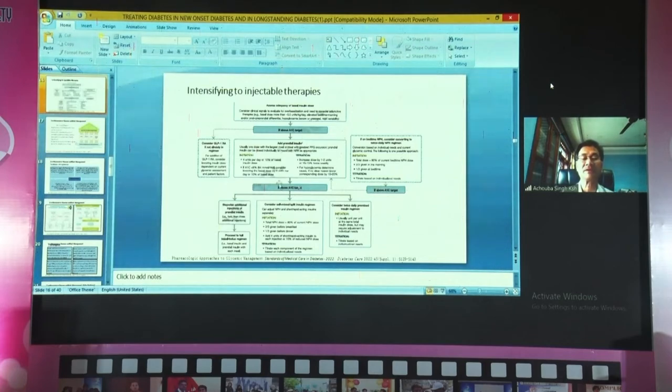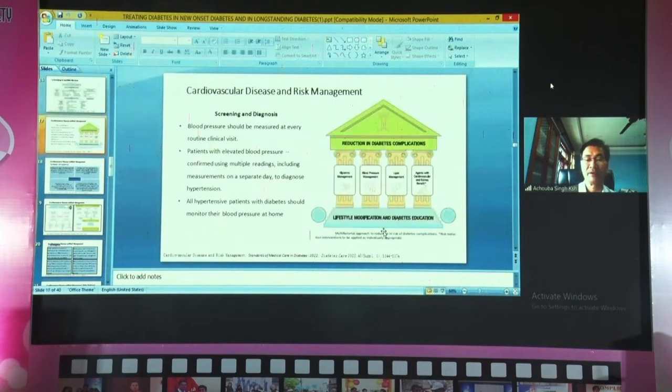This is the algorithm. I may not go into details of how to adjust the dose of insulin and how to titrate; this is something that is already known to everyone.